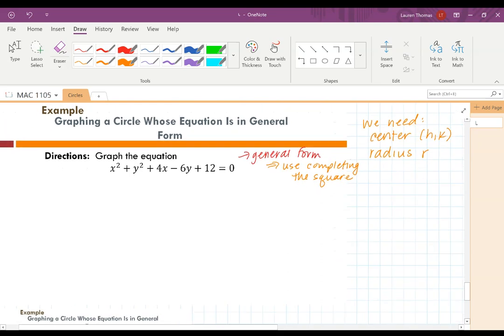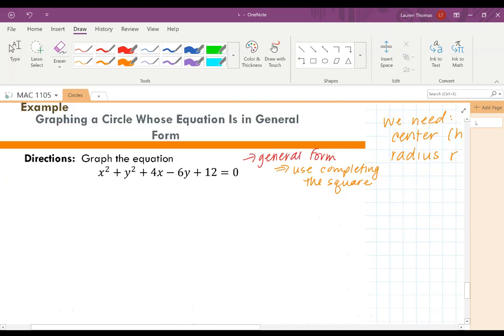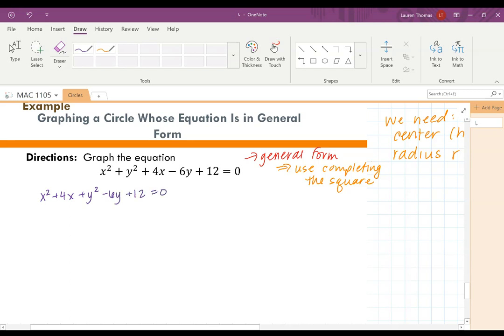Okay, so if we're going to do that, the first thing I'm going to do, I'm going to rearrange our problem so that all of our x's are together, all of our y's together, and then all of our constants. So I'm just going to rearrange the terms so that they are better organized for us. So I'm going to have my x terms first. So I have x squared plus 4x plus y squared minus 6y plus 12 equals 0.